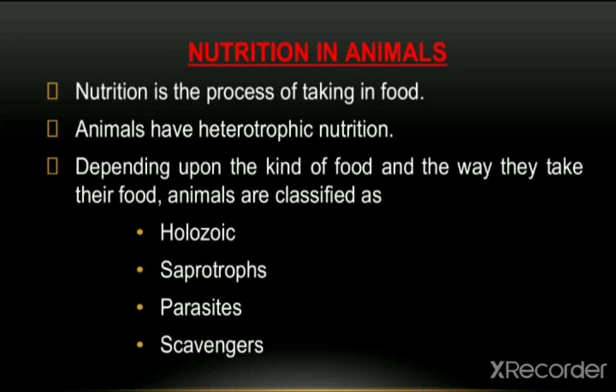Nutrition in animals. What is nutrition? In chapter 1, we studied what nutrition is. Nutrition is the process of taking in food. Animals have a heterotrophic mode of nutrition. Depending on the kind of food and the way they take their food, animals are further classified as holozoic, saprotrophs, parasites, and scavengers. Let's move into the chapter and see one by one in detail about all these classifications.